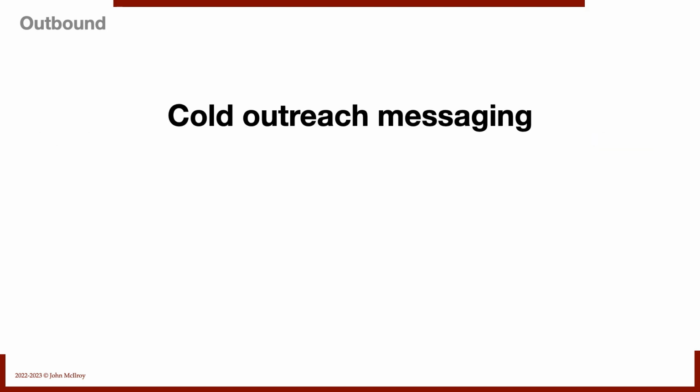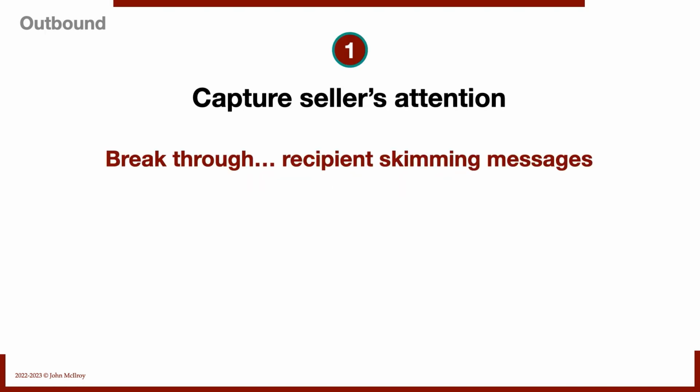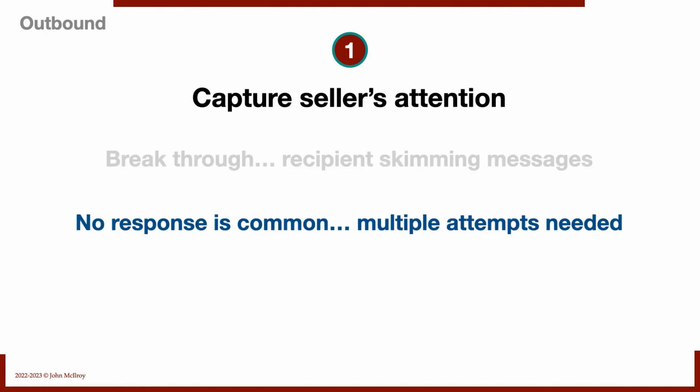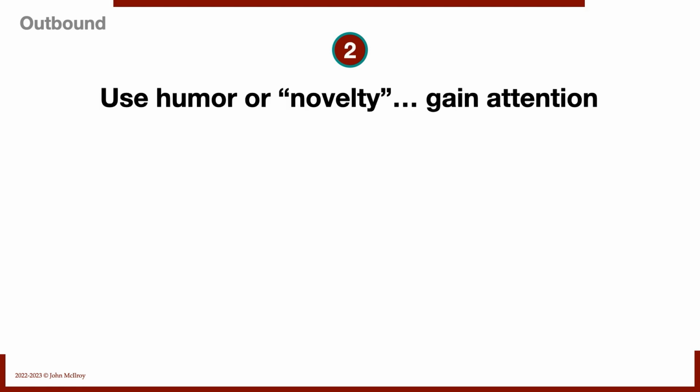Next, cold outreach messaging, some helpful reminders. We have to capture the seller's attention. We've got to break through. The recipient is skimming messages. No response is common. Multiple attempts are needed. They aren't rejecting our message. They're not paying any attention to it. You can pre-test copy and subject lines, but capturing the seller's attention should be the first and last thing you're thinking about when you're doing outbound prospecting. If I'm getting nowhere with someone, I'll very often use humor or novelty to gain attention.